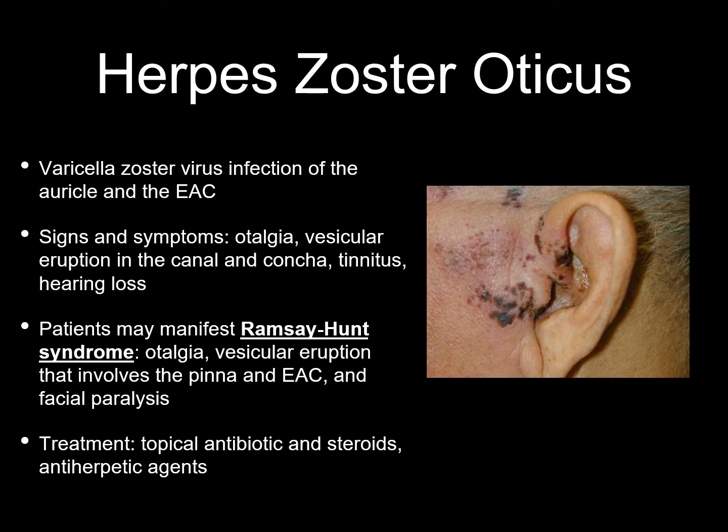Herpes zoster oticus. This is a varicella zoster virus infection of the auricle and the external auditory canal. Signs and symptoms include otalgia, vesicular eruption in the canal and the concha, tinnitus, and hearing loss. Patients may manifest what we call Ramsay-Hunt syndrome, wherein there is otalgia, vesicular eruption that involves the pinna and the external auditory canal, and facial nerve paralysis. The treatment is topical antibiotics and steroids and antiherpetic agents such as acyclovir.